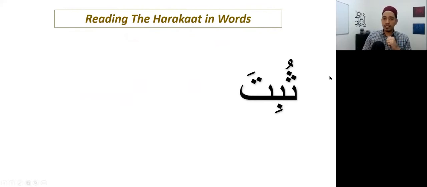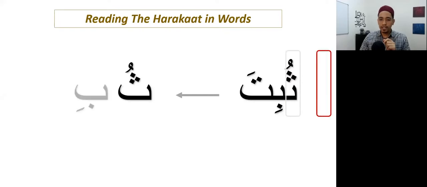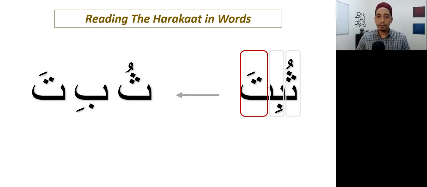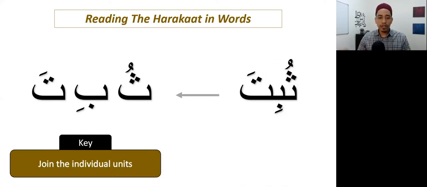Okay. So reading the harakat in words. Here you see we have a word with just harakat. There's no mad in this word. There's no sukoon, just harakat. So this is going to be very simple. We want to break the word down into smaller units. The first unit is thu. The second unit is bi. And the final unit here is ta. So we have thu, bi, ta. Thubita. That's all that is in this word. There's nothing extra. Once you've broken it down in your mind, you just have to join the individual units to form a word. Thubita.